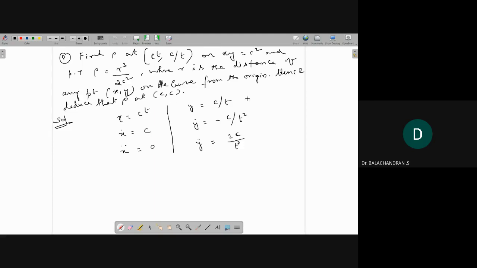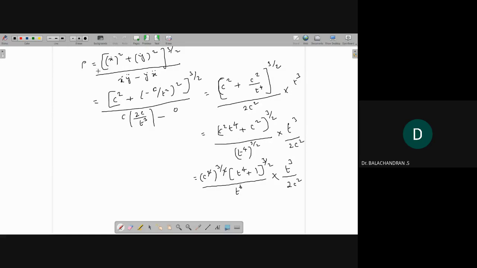Okay. So there are three parts. First, okay, you can split into two parts. So first you need to prove that rho equal to r cube by 2c square, and then you need to find rho at c, c. X is equal to ct. To find x dot means dx by dt. Dx by dt is c. X double dot, 0. Y equal to c by t. Y dot, if you differentiate with respect to t, you will get minus c by t square. And then y double dot, if you differentiate again, you'll get 2c by t cube.